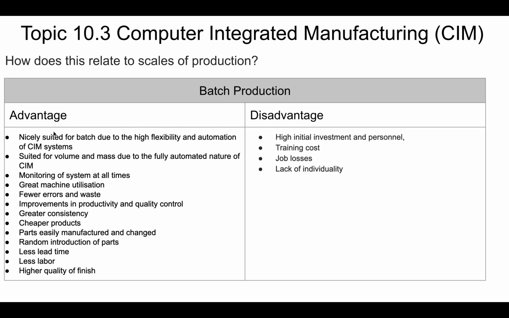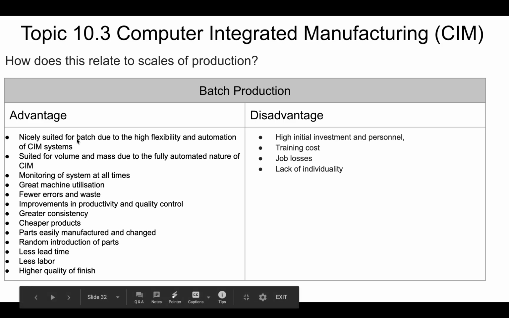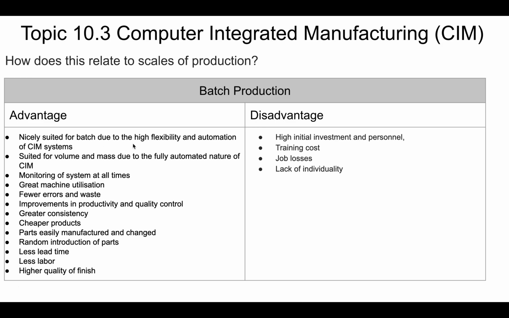Now, batch production, there's a ton of advantages. It's really well suited for this, because it's highly flexible, and there's a lot of flexibility in the automated systems. It's suited for volume and mass production due to the fully automated nature. Remember, batches don't necessarily have to be just 20. It can be millions of things. But the idea with a batch is that you produce a batch, and then you go back and modify it in some way, and this production system is well suited for that.